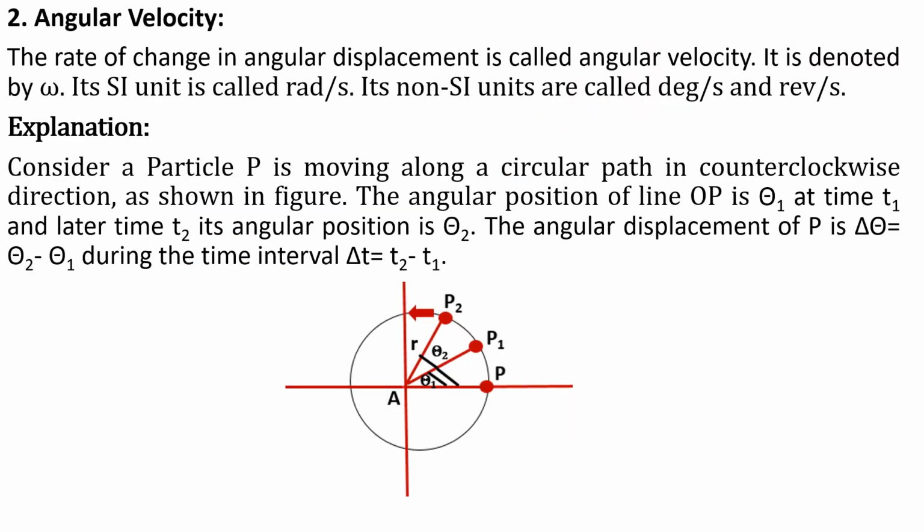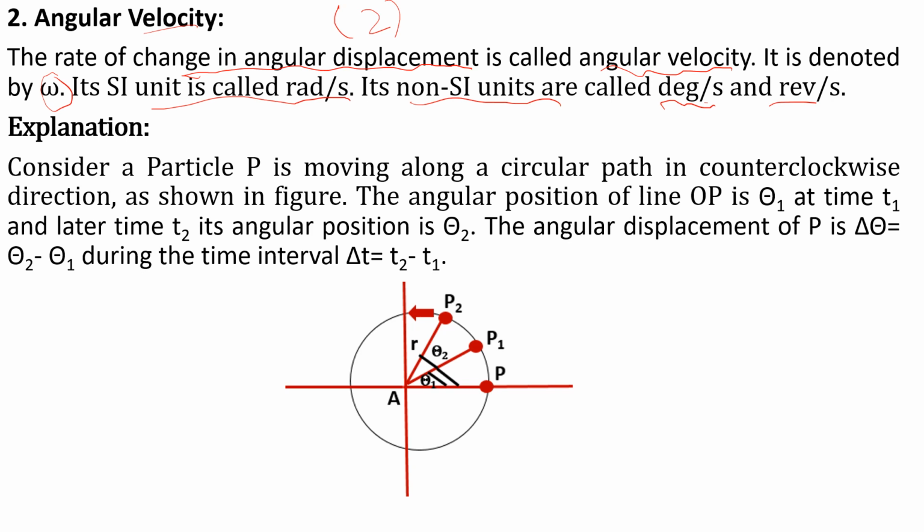Now coming towards the second rotational variable, that is angular velocity. The rate of change of angular displacement is called angular velocity. It is denoted by omega. Its unit is radian per second. Its non-SI units are degree per second or revolution per second.